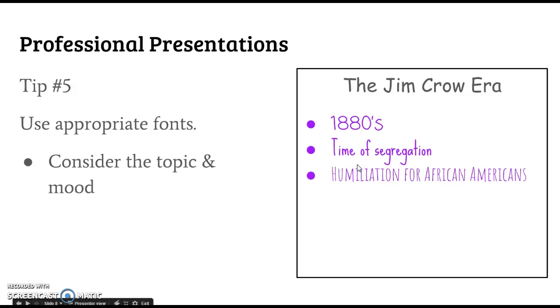And my final tip is to use appropriate fonts. Again, consider the topic and mood. These fonts over here on the right are really fun. Kids enjoy them, but they are not professional for a school project, especially a project on the Jim Crow era. So try to use appropriate fonts that make your presentation look really professional.